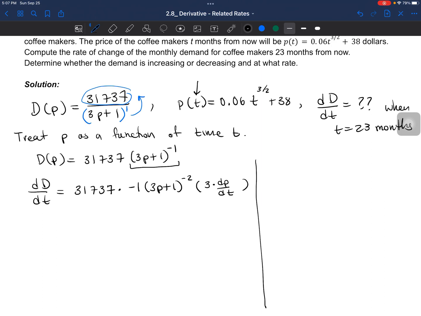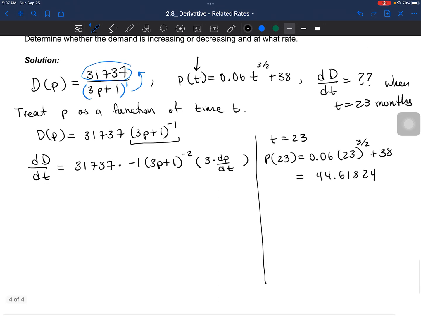Here, all we need is to know what time of the year to find the price, right? So at t equals 23, the price will be 0.06 times 23 raised to the 3 halves plus 38. If we put this in the calculator, this will be 44.61824. So we found the price. We know what P is, right?